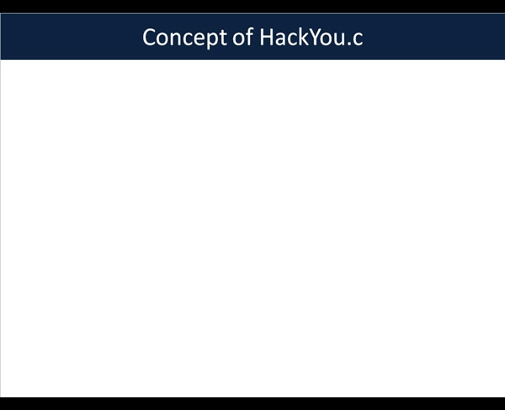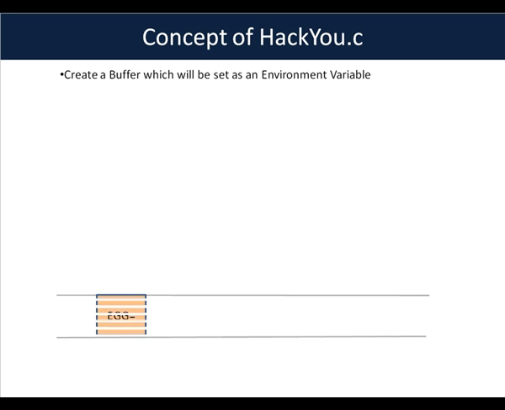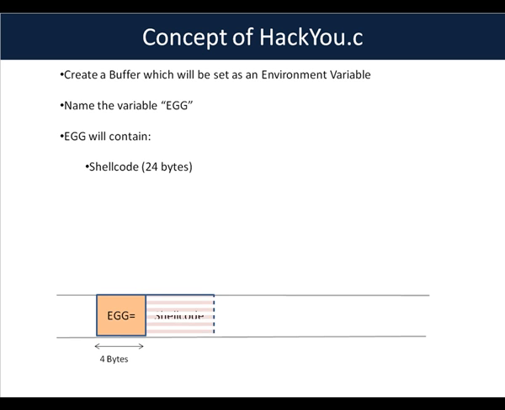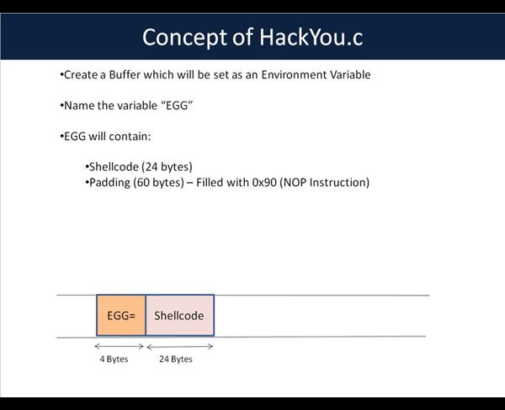And this is where we look at the concept of hacku.c, which is the program which is going to go ahead and compromise exploit_me.c. So the first thing we need to do is create a buffer which is going to set an environment variable, right? Let's name the buffer egg. Let's name the environment variable egg. And then after that, this egg is going to contain, of course, the 24 bytes of shellcode which we talked about in the previous slide. Then it is going to go ahead and contain 60 bytes of padding, which we could just put a NOP instruction there, which is 0x90.